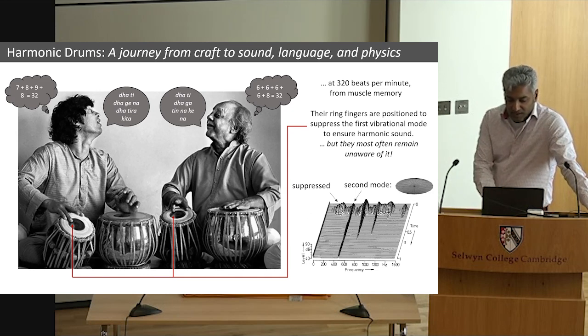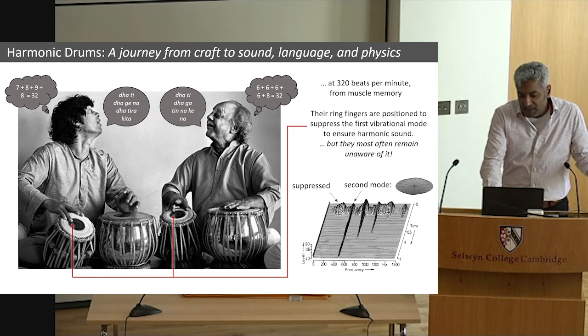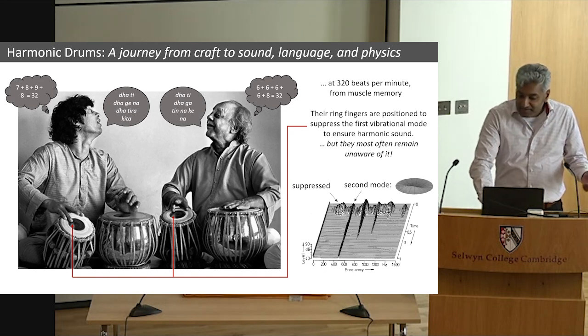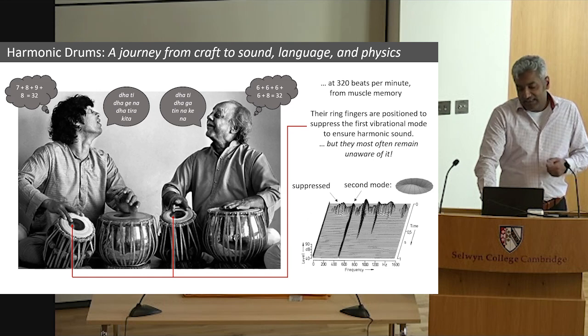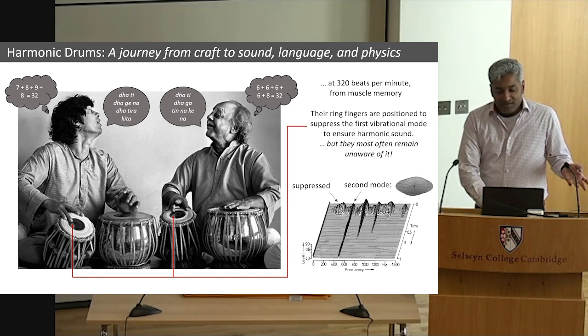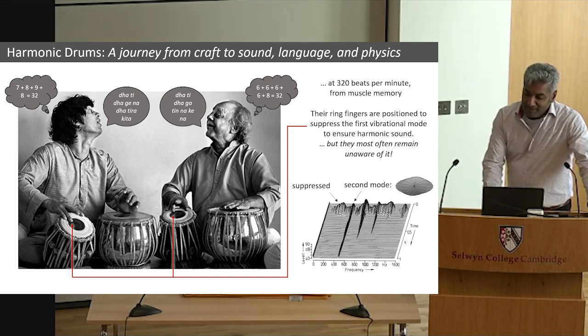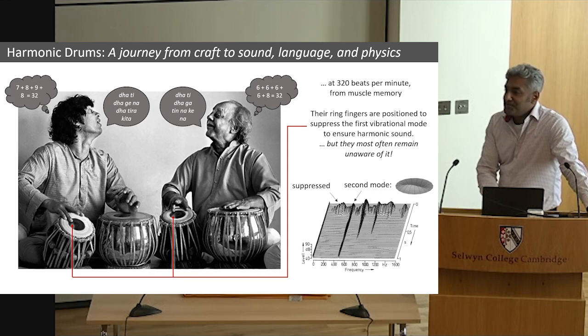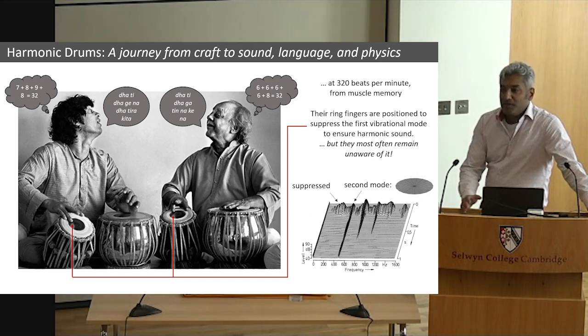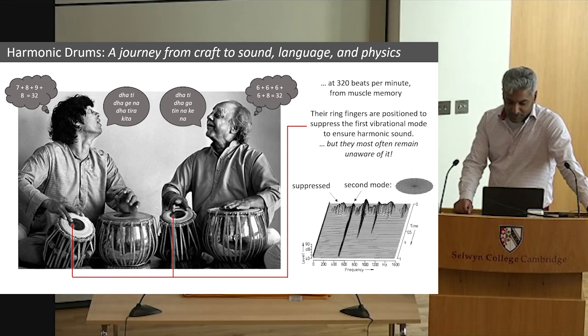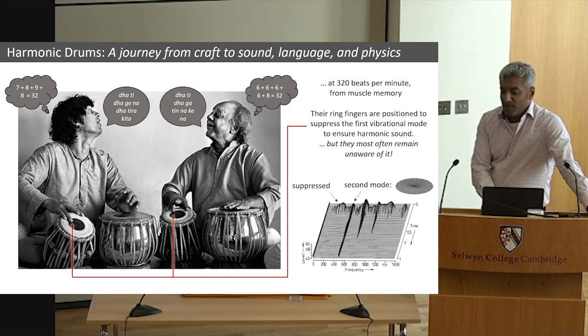They are not counting the sequence of 32 as 7 plus 8 plus 9 plus 8, but as 6 plus 6 plus 6 plus 6 plus 8. And they would say something like dhati dhaga tinakena. And they do this at about 320 beats a minute, purely from muscle memory. And what they don't know, and I've asked everyone this question, including my own tabla teacher, they never have a clue why they put the ring finger where they do.